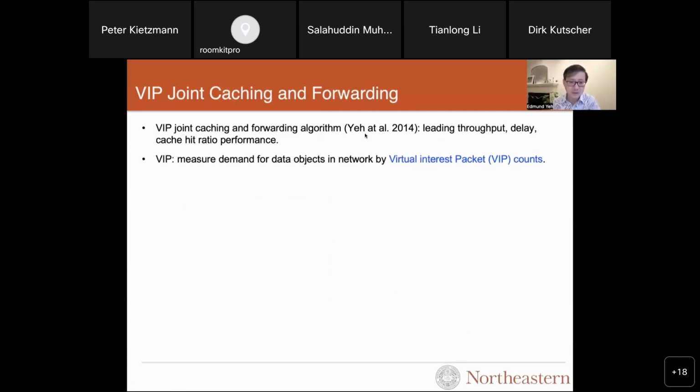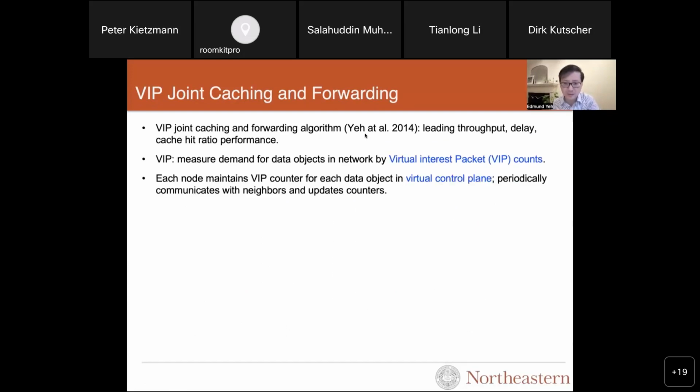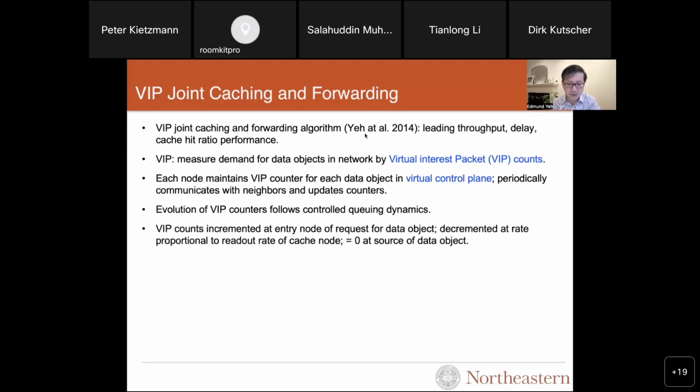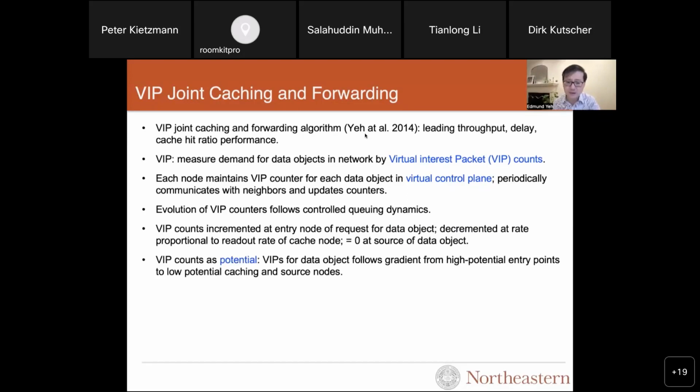The idea of the VIP algorithm is to measure demand for data objects in the network by virtual interest packet, or VIP, counts. Each node will maintain a VIP counter for each data object in the virtual control plane, and periodically it will communicate these counters with neighbors and update the counters. The evolution of the counters follows controlled queuing dynamics. VIP counts are incremented at entry nodes of the request for a data object, decremented at a rate proportional to the readout rate of the cache at a caching node, and set to 0 at the source of the data object. So we can view the VIP counts as a kind of potential.